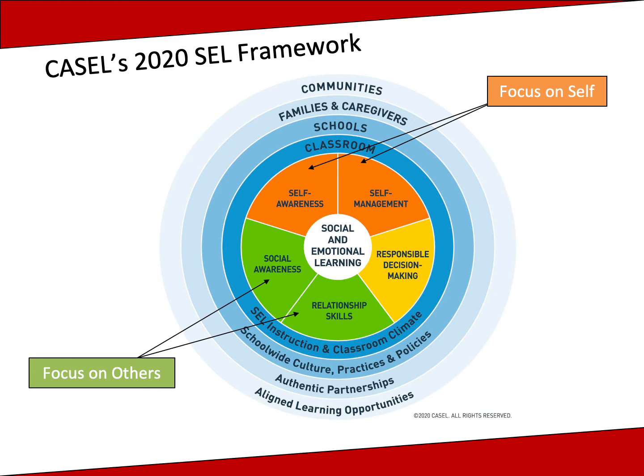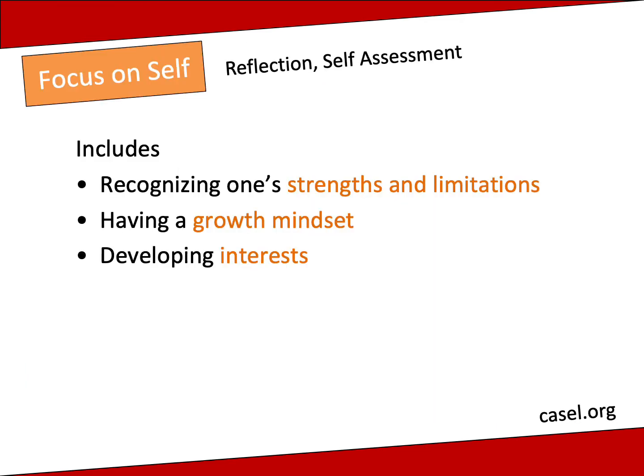Let's switch back to the components of self-awareness and self-management. Those orange quadrants there, focusing on self. Through reflection and self-assessment, we can help students recognize their own strengths and limitations, engage in a growth mindset, and think about their interests and preferences.